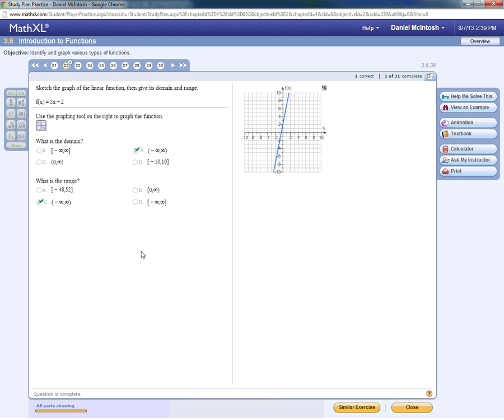So hopefully that helps explain a little bit about domain and range. Again, the domain is the set of all x values. The range is the set of all y values. And once we have that, hopefully things will get a little easier. If you guys have any additional questions, please let me know.